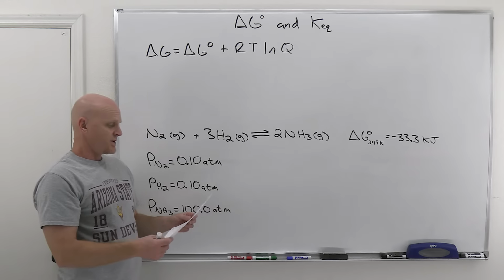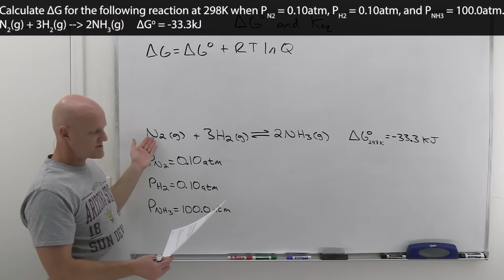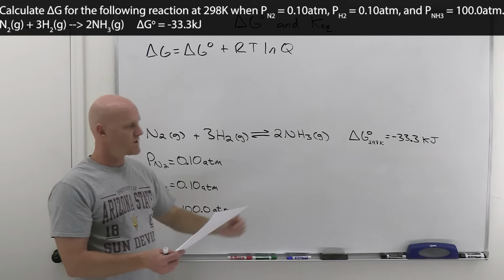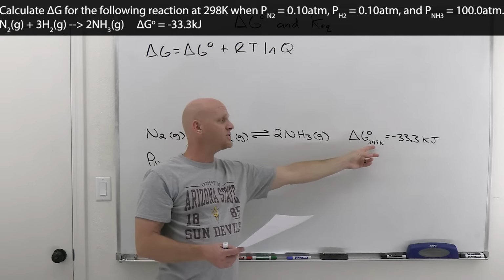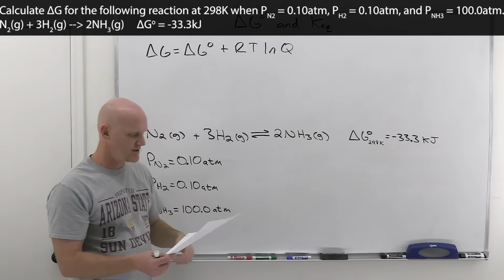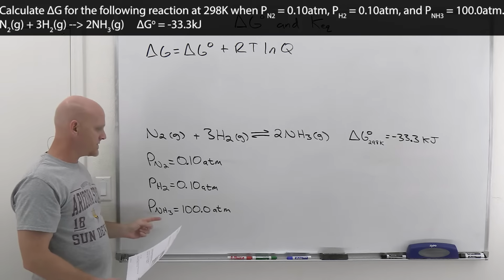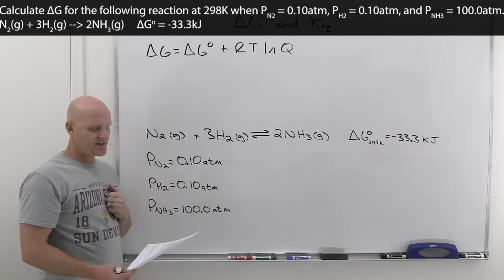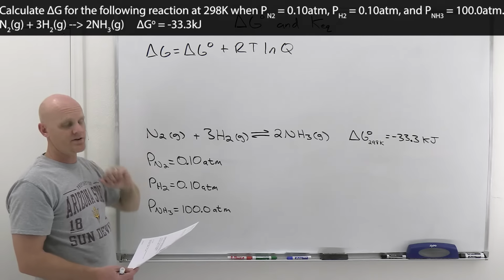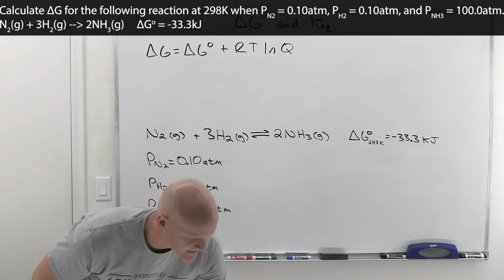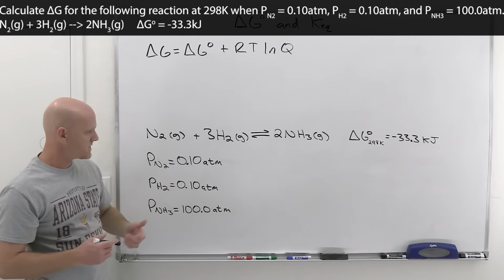So that's the first question we're looking at. We're given this lovely reaction, N2 plus 3H2 giving 2 NH3. We're given that the standard delta G value at 298 Kelvin is negative 33.3 kilojoules. Then we're told the partial pressures of N2, H2, and NH3 here, and asked to calculate delta G non-standard, just plain old delta G, under these conditions at 298 Kelvin. Okay. Cool.